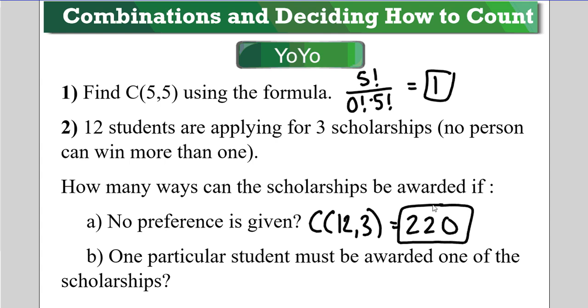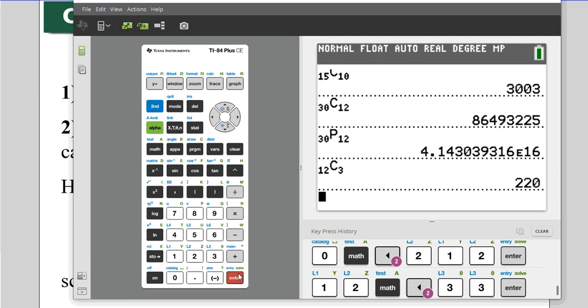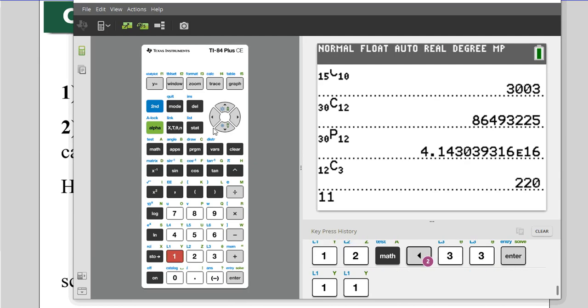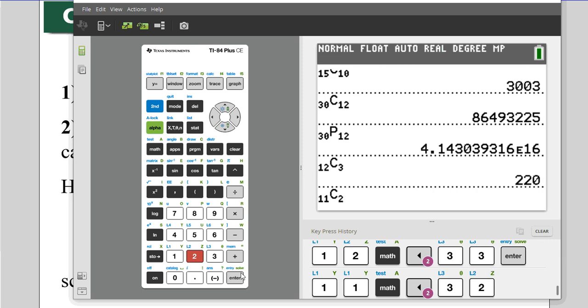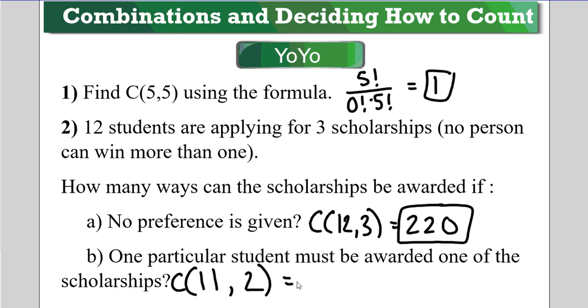However, what if one particular student must be awarded one of the scholarships? That's like saying going in that somebody's going to get one of them. That means there's only 11 people really applying for 2 of them. So it would be 11 choose 2. There's one less person applying because we know one of them's already got it. And there's also one less scholarship available. So now there'd be 55 different outcomes possible.